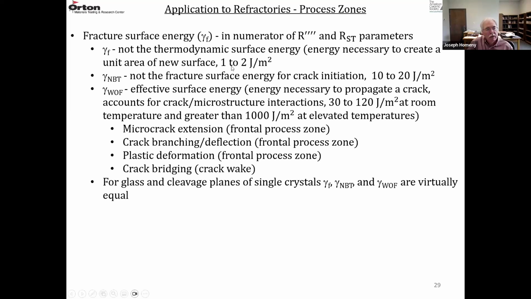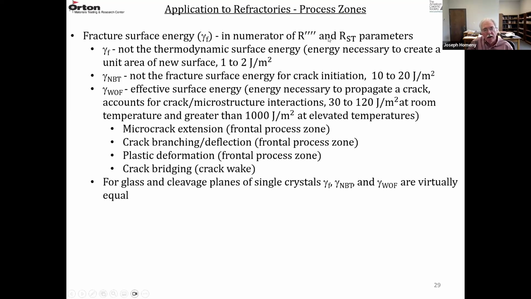So the thermodynamic surface energy is the energy necessary to create a unit area of new surface. That's a pretty low number, 1 to 2 joules per meter squared. So gamma F is not the thermodynamic surface energy. We just looked at gamma NBT, the fracture surface energy to start a crack moving, to initiate a crack movement. Gamma F in these two equations, R4 prime and RST, is not gamma NBT. Gamma NBT is typically 10 to 20 joules per meter squared for ceramic materials.